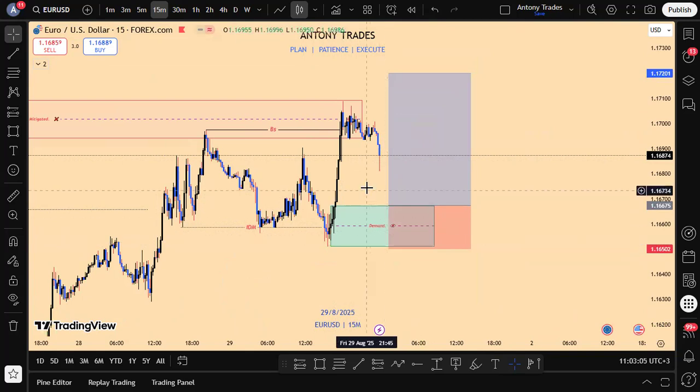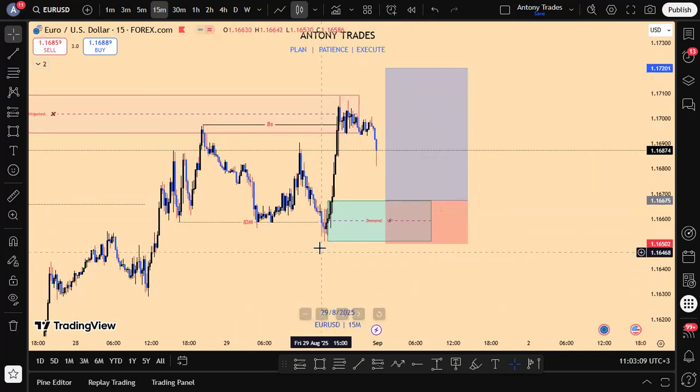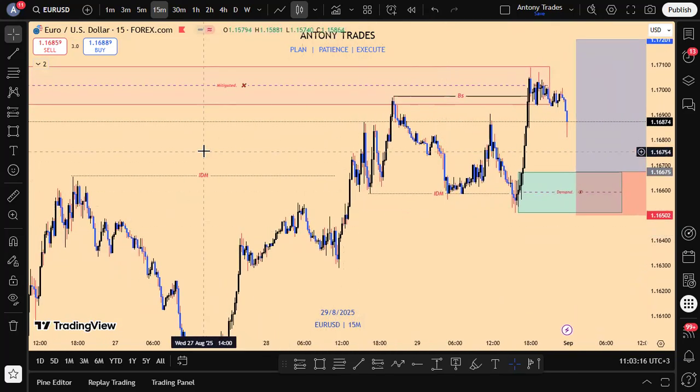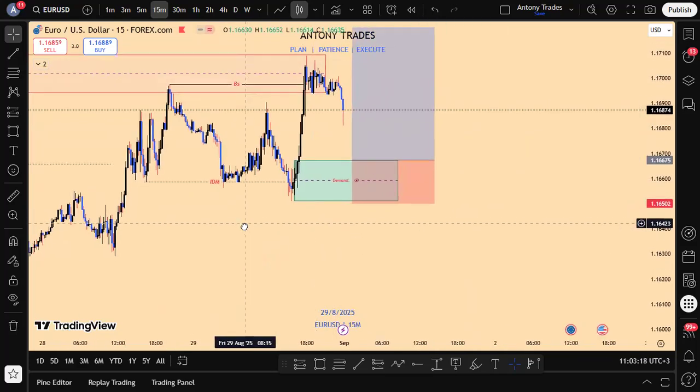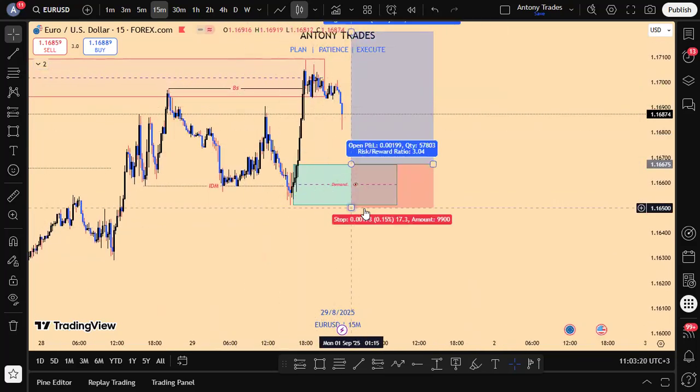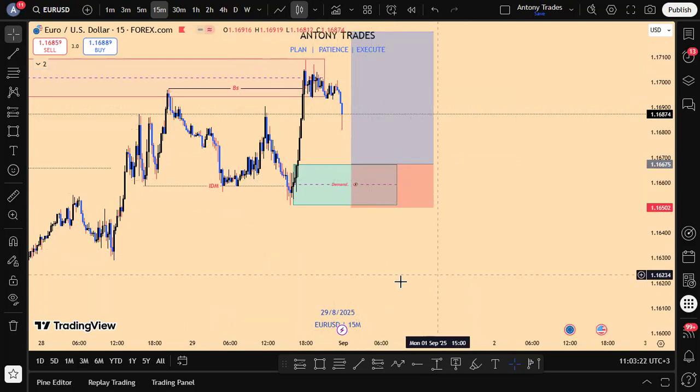Are you getting the point? Because the market can decide to violate this area, push and break this low, which is what we are anticipating from the higher time frame structure. We are expecting this low to be broken. Then after that, we look for a sell.